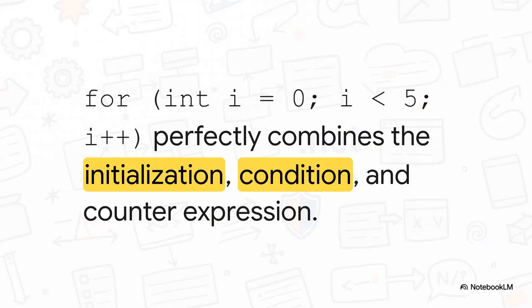And boom, here's what it looks like in actual code. This one little line, for (int i = 0; i < 5; i++), does all of that. It initializes i, it checks the condition i < 5, and it increments i after every single pass. It's elegant, efficient, and an absolute cornerstone of programming.